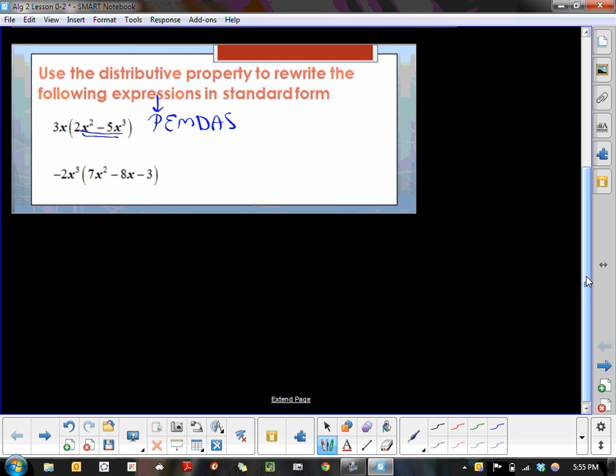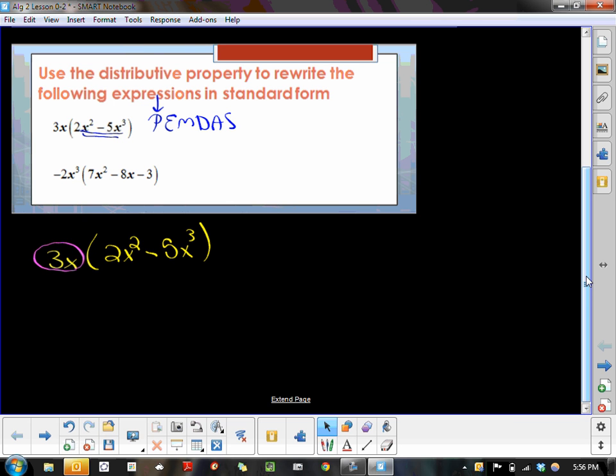So I'm going to rewrite this expression, 3x times 2x squared minus 5x cubed. Just a couple of vocabulary words. This part out here is called a monomial. Mono means one, so it has one term, and these terms are combined or kept together with multiplication or division. Terms are basically pieced together with multiplication or division.